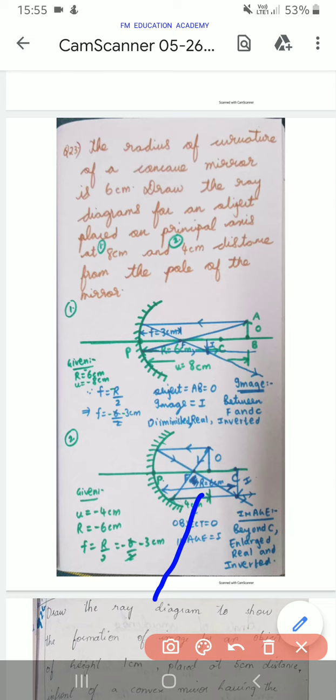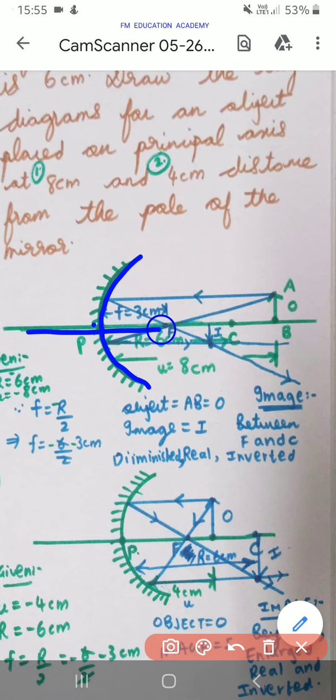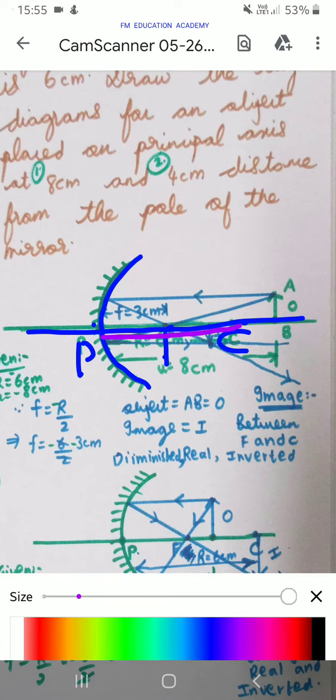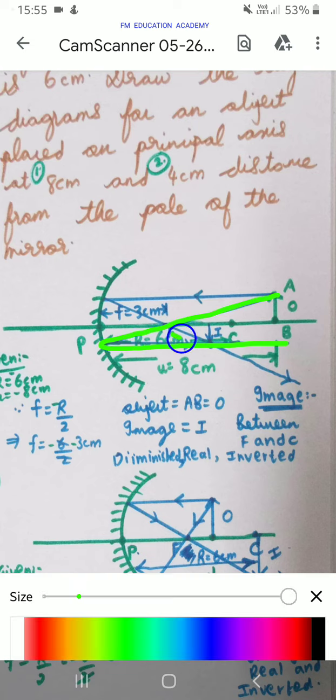I'll show you in this diagram. This is my concave mirror, right? This is my principal axis, and we have P, F, and C. Already this is 6 centimeter. This is 8 centimeter. So whenever a ray is parallel to the principal axis, it passes through the focus. And what is one more rule we can use? Whenever a ray passes through the focus, it becomes parallel to the principal axis. If we use these two rules, we know that the rays are intersecting at this point. See, it is intersecting at this point. Since the rays are intersecting at this point, this is my image I.